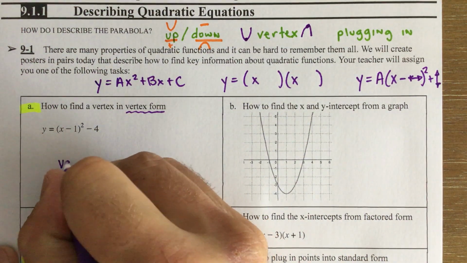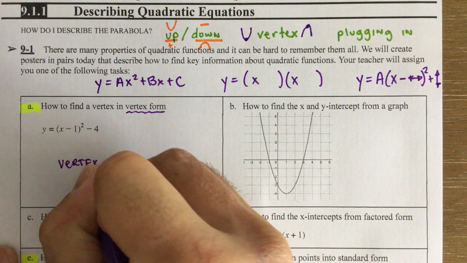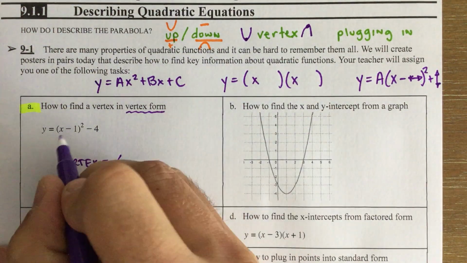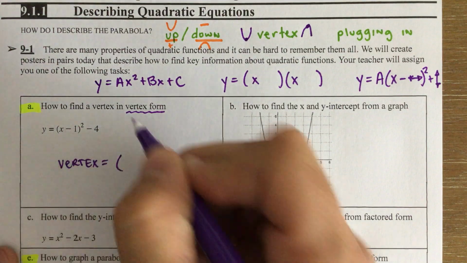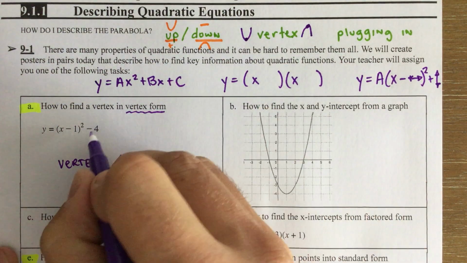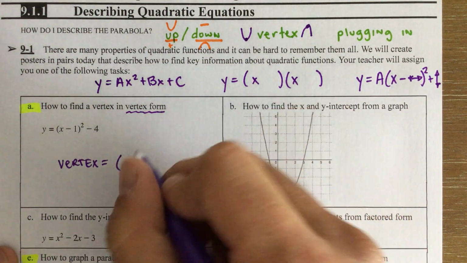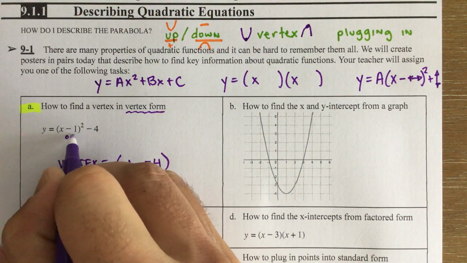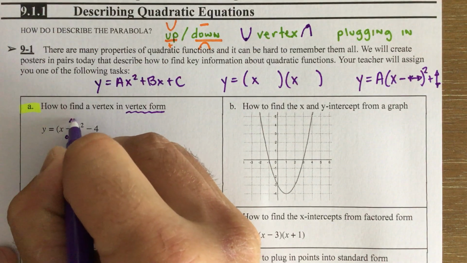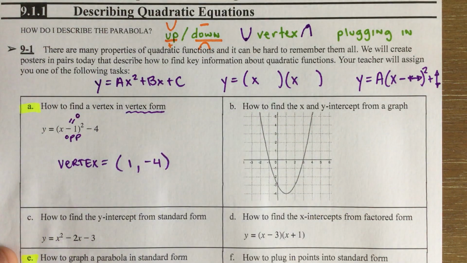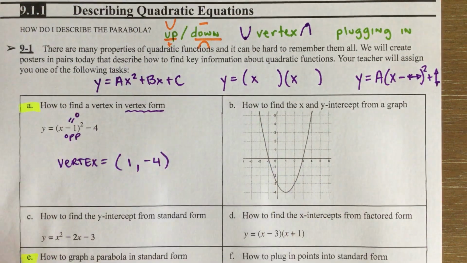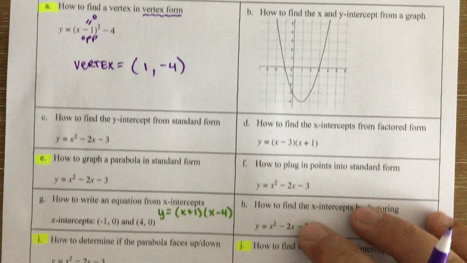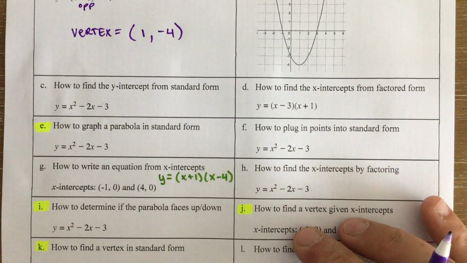So our vertex is going to be the coordinate, and it says -1, so it's going to be +1. And then our vertical shift is down 4, so it's -4. Like I said, the horizontal value is always the opposite of whatever it says here, as if you're setting this thing equal to 0. And then this one is exactly what it says. So +1, -4. Done.